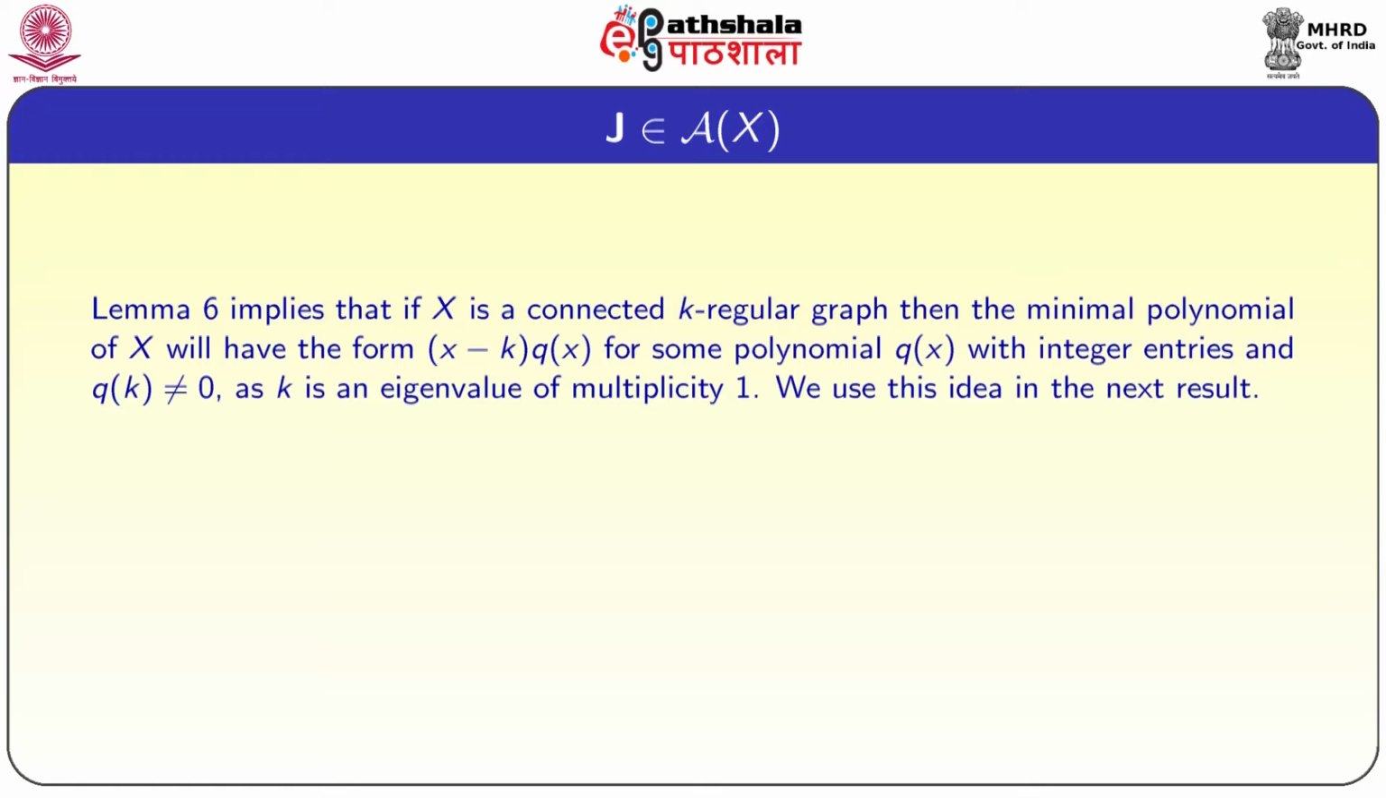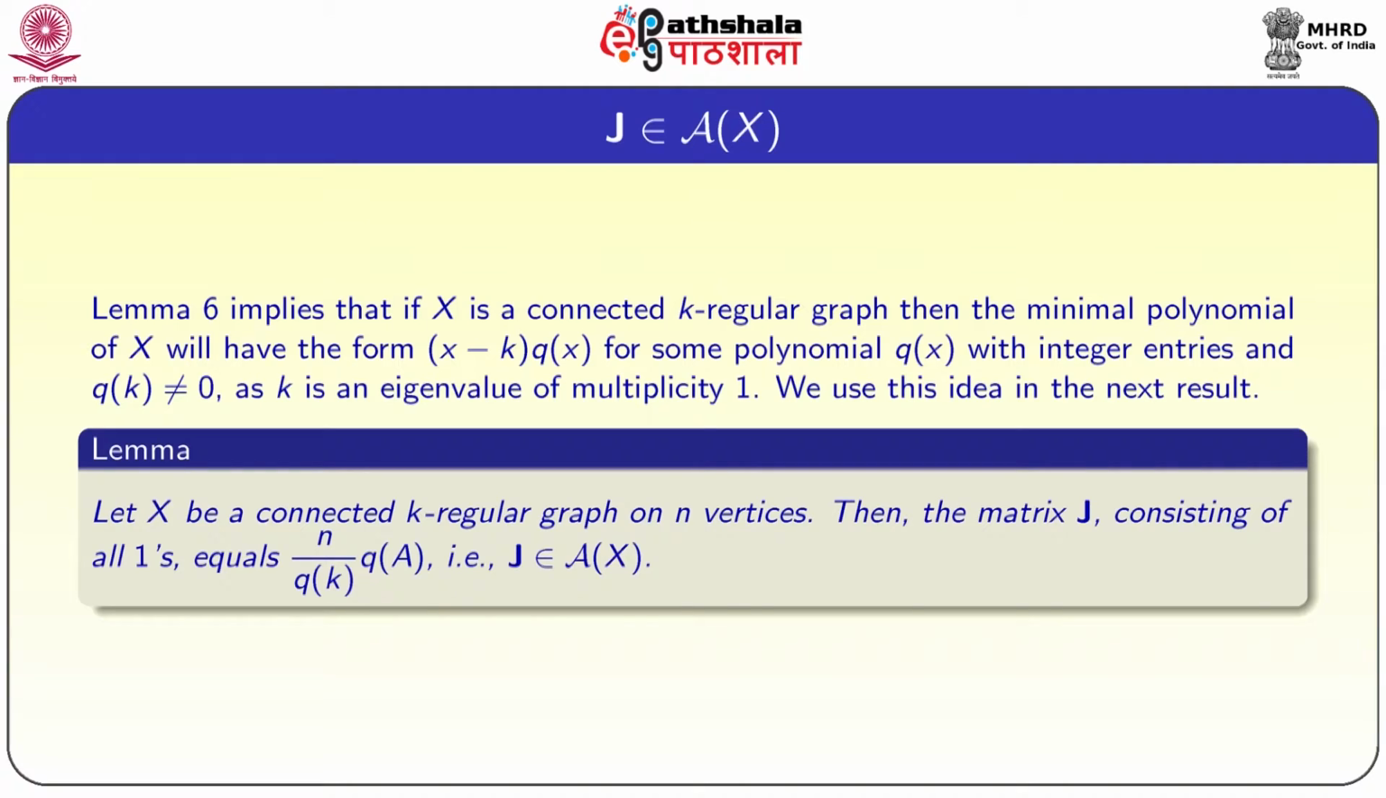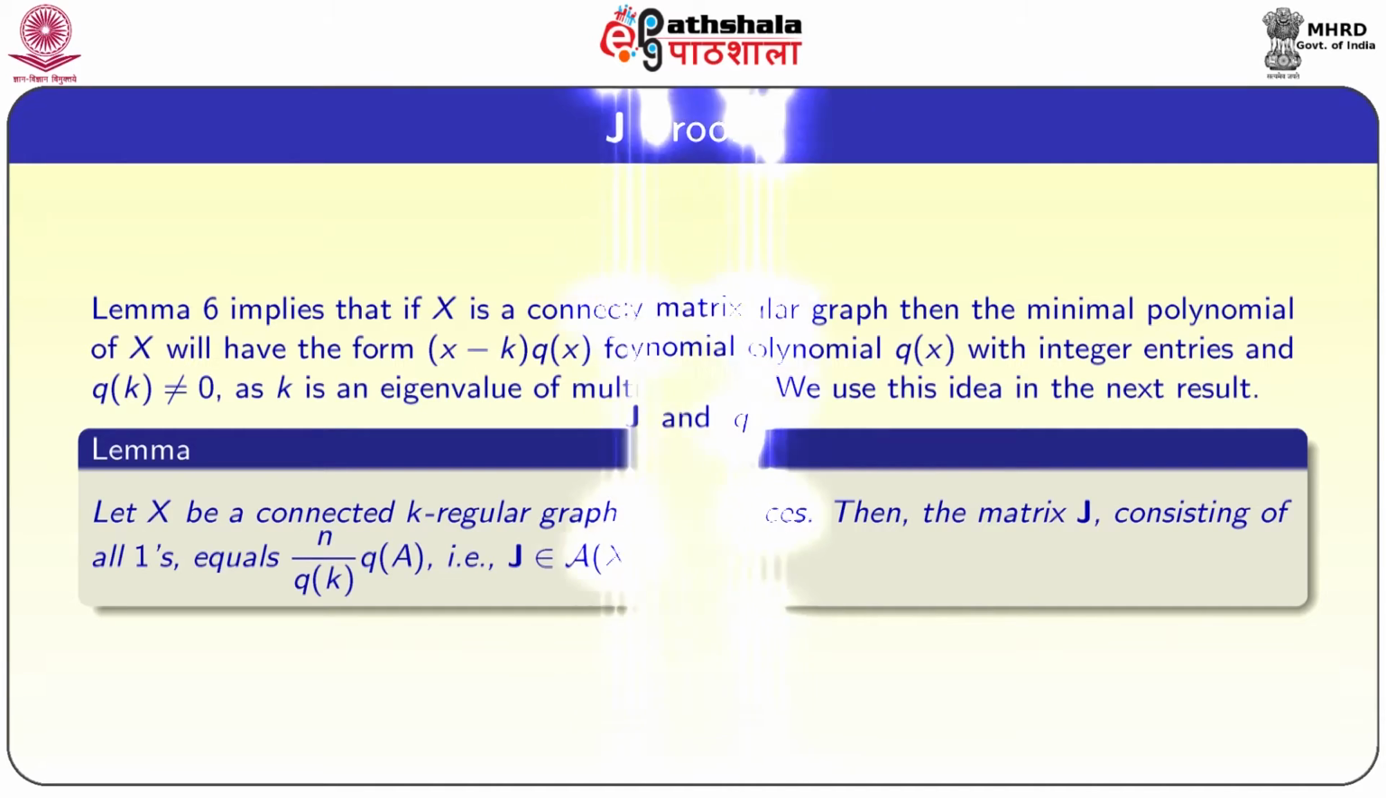So, now we use this idea in the next result. Let X be a connected k-regular graph on n vertices. Then the matrix J consisting of all ones is equal to n by q of k times q of A, that is, J belongs to the adjacency algebra of X, or J is a polynomial in A.